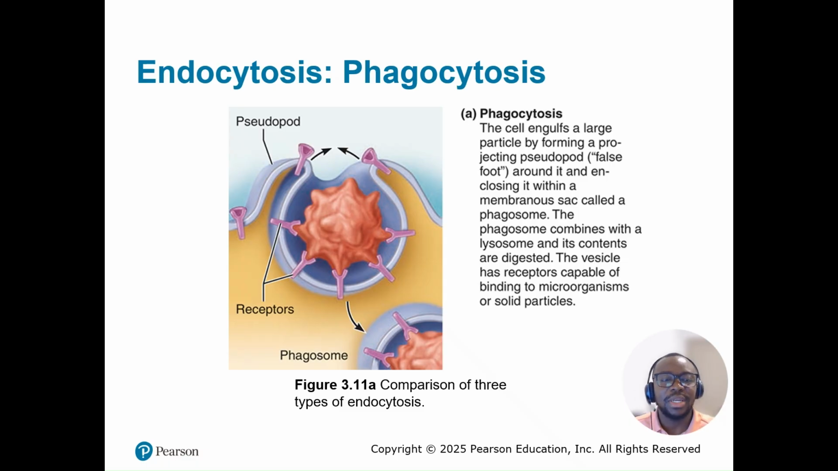We start with phagocytosis. Phagocytosis is also referred to as cell eating. In this process, the cell engulfs a large particle by forming projecting pseudopods around the particle. The term pseudopod means false foot. The pseudopods enclose the particle within a membrane sac called a phagosome. The phagosome combines with a lysosome and its contents are digested. The vesicle has receptors capable of binding to microorganisms and solid particles.